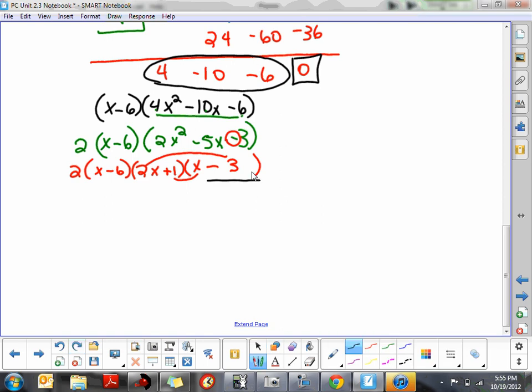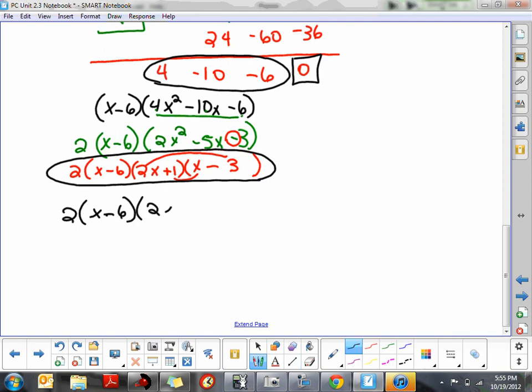So here is our factorization of the polynomial that we started off with. I'm just going to rewrite it so it's a little bit more clear. Hopefully I write it correctly: 2 times x minus 6, times 2x plus 1, times x minus 3.